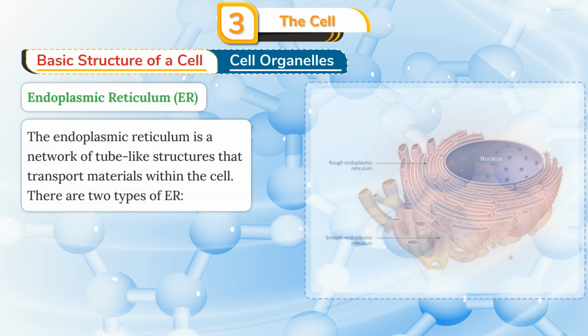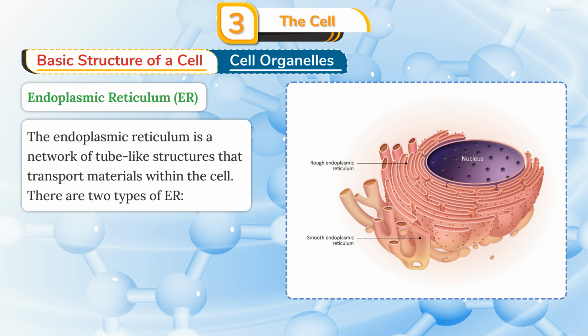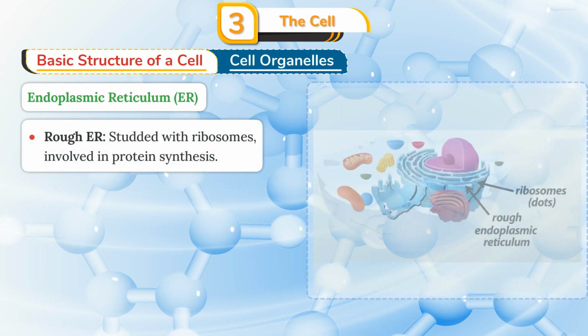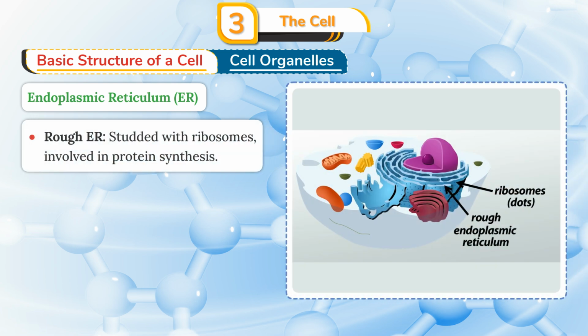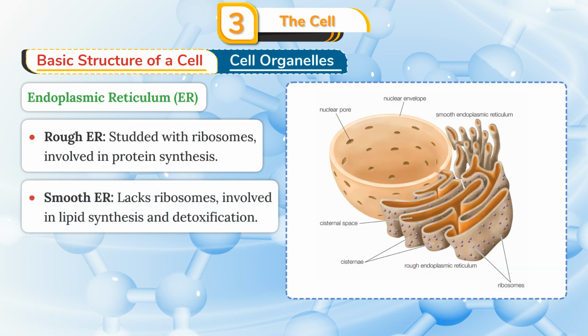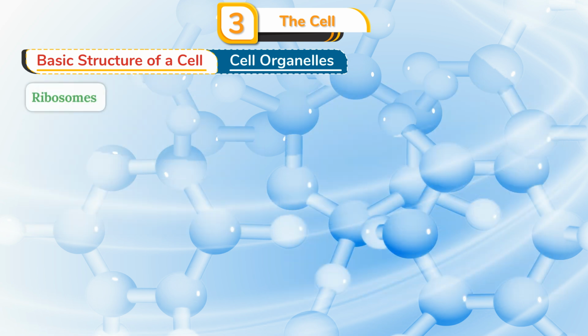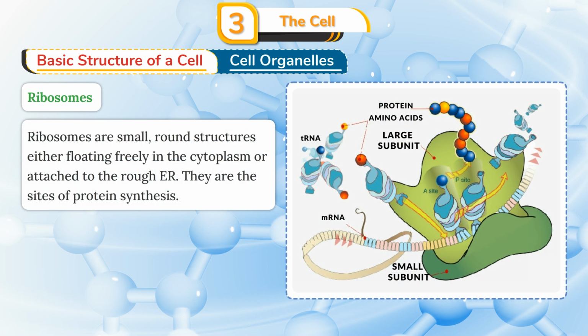Endoplasmic reticulum, ER. The endoplasmic reticulum is a network of tube-like structures that transport materials within the cell. There are two types of ER. Rough ER, studded with ribosomes, is involved in protein synthesis. Smooth ER, which lacks ribosomes, is involved in lipid synthesis and detoxification. Ribosomes. Ribosomes are small, round structures either floating freely in the cytoplasm or attached to the rough ER. They are the sites of protein synthesis.